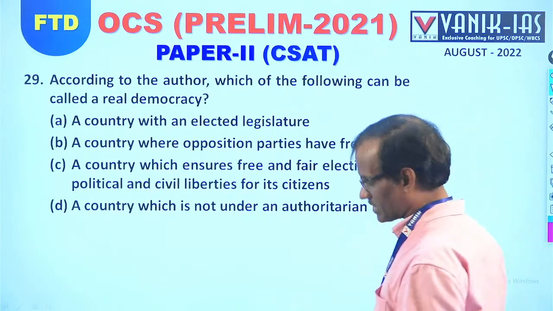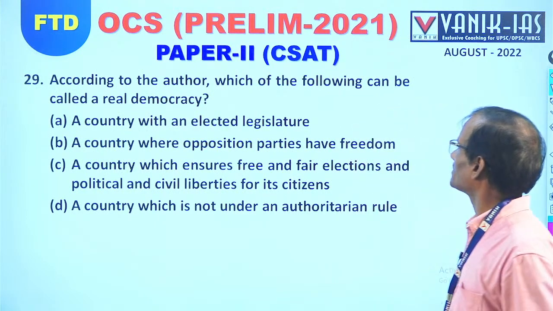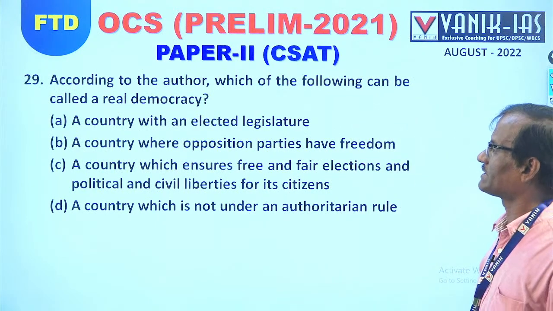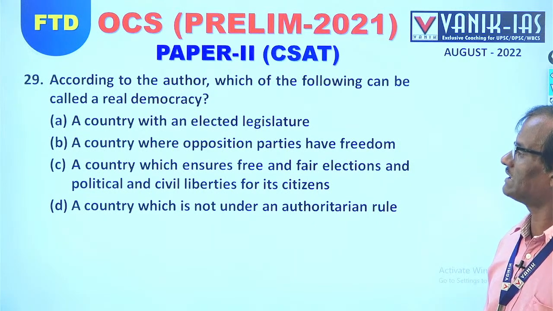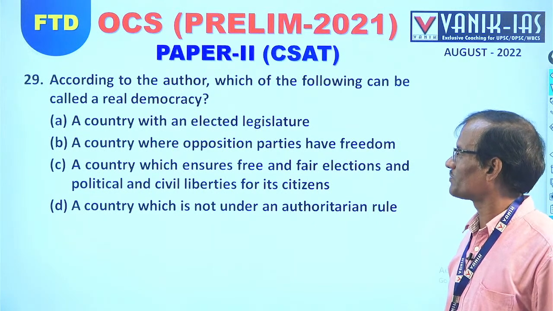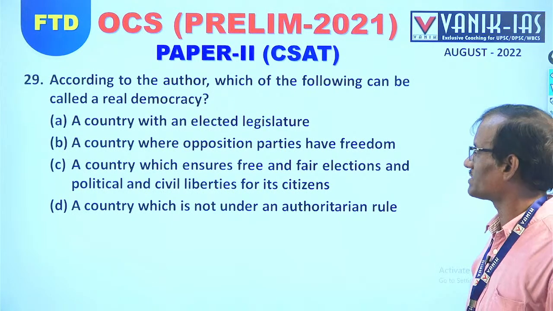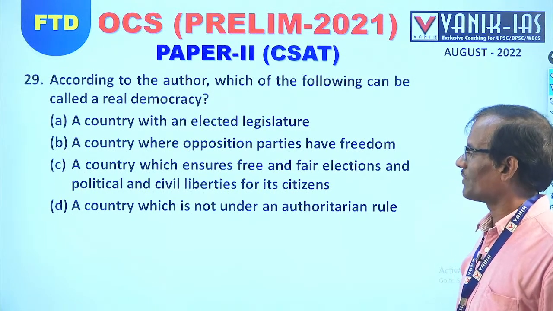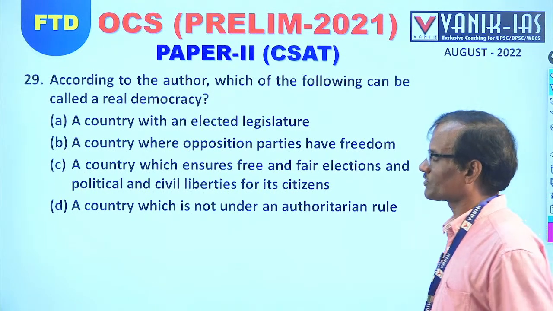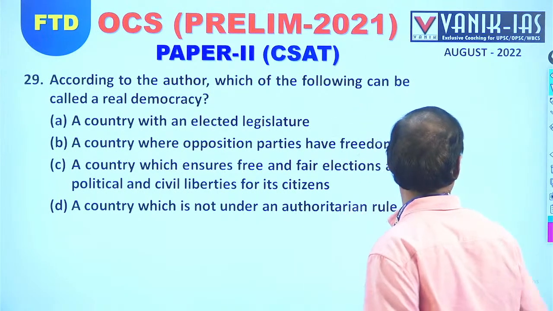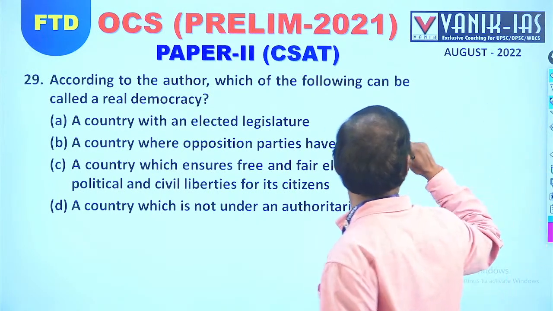We shall come to 29. According to the author, which of the following can be called a real democracy? A country with an elected legislature? No. A country where opposition parties have freedom? No. A country which ensures free and fair election, political and civil liberties too. That is the most correct option, I think.